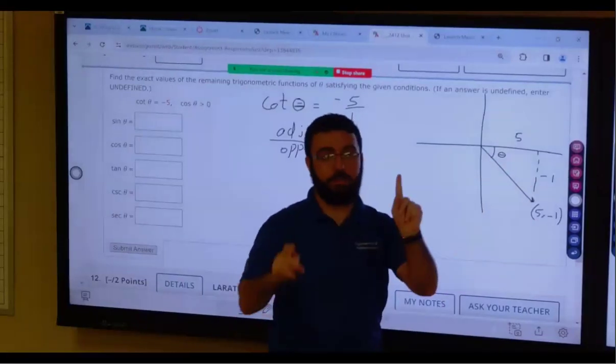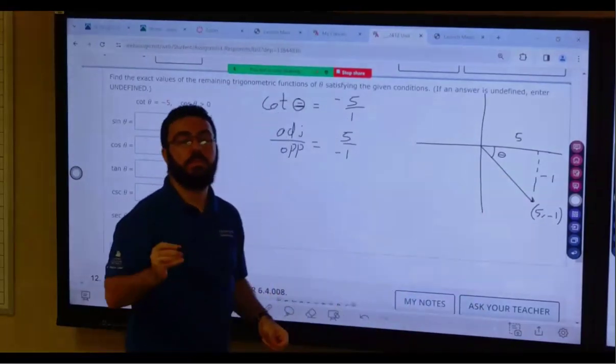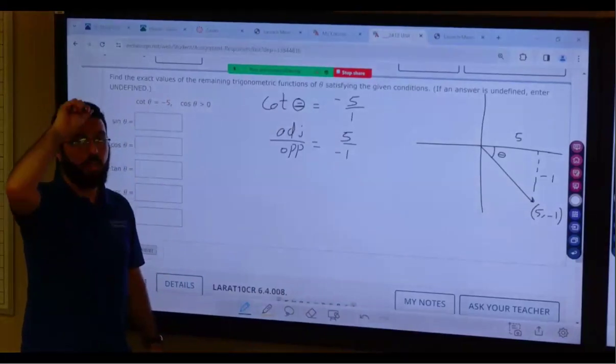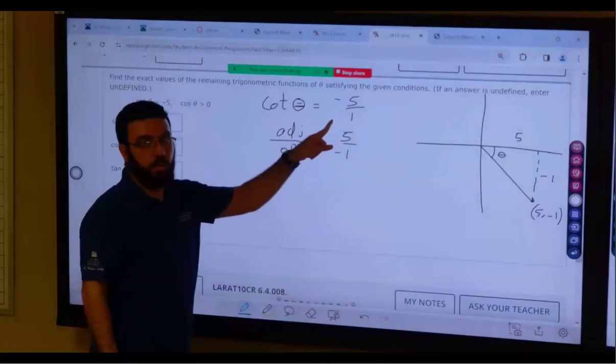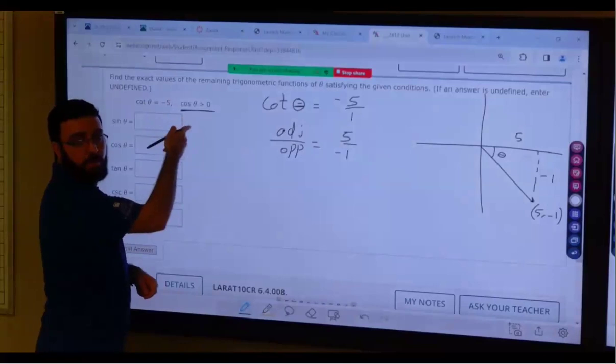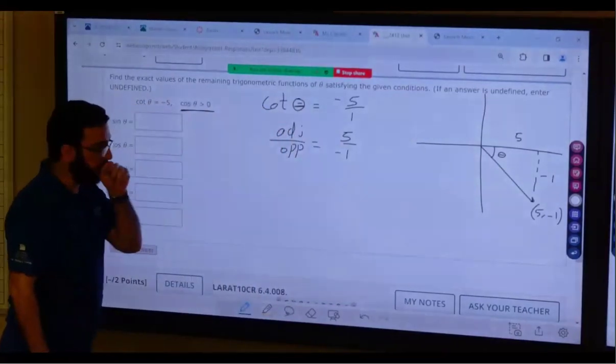Now, I have two sides. Can I find the third one? Yes. When you said cotangent, you did the -5 and then you said cosine? No, they're telling you here that cosine is positive. Okay, that's where you get another.